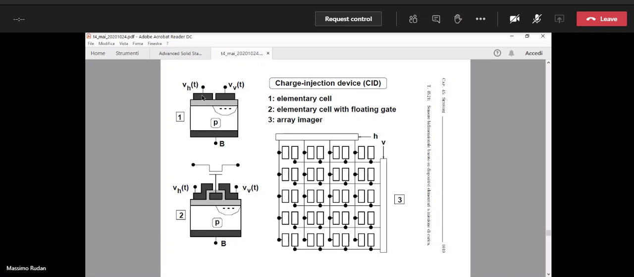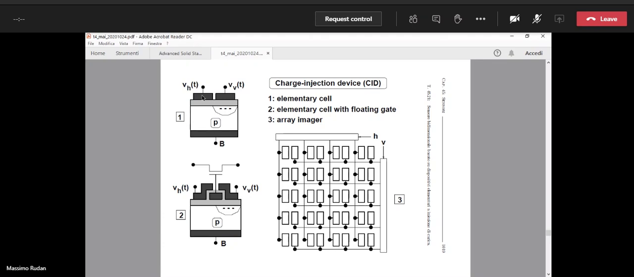If we want to read the charge packet, we put both gate voltages low. So there is no field that keeps the inverted charge near the interface, and the inverted charge will diffuse into the bulk and will produce a current that is readable by some reading device, okay?